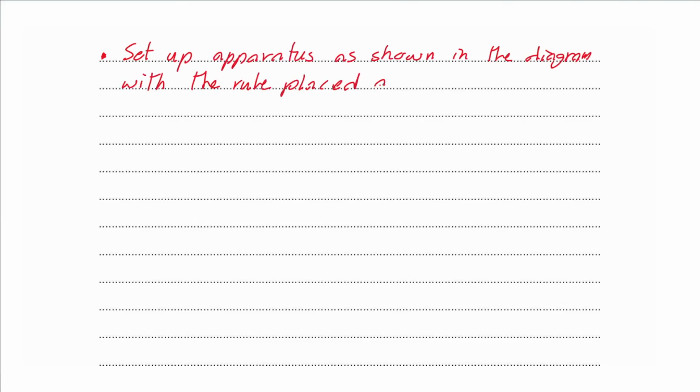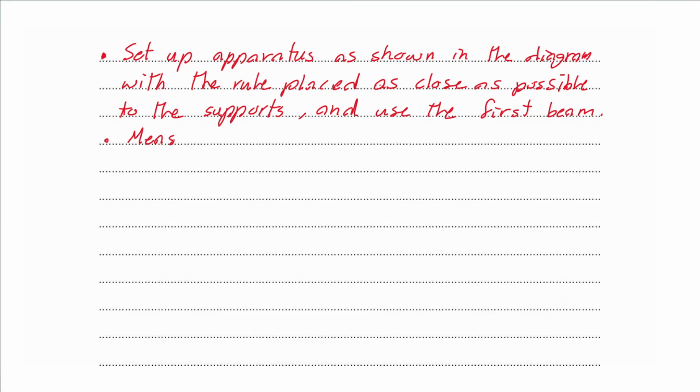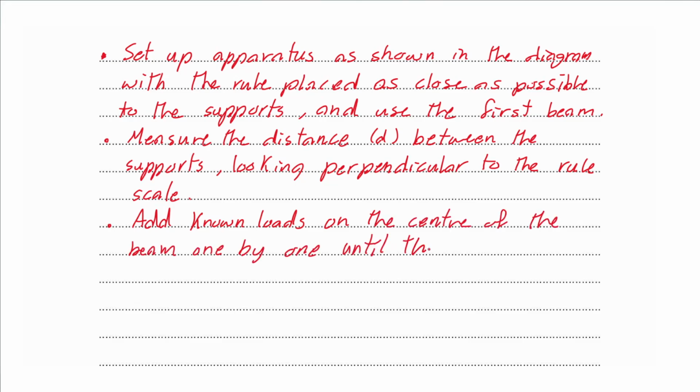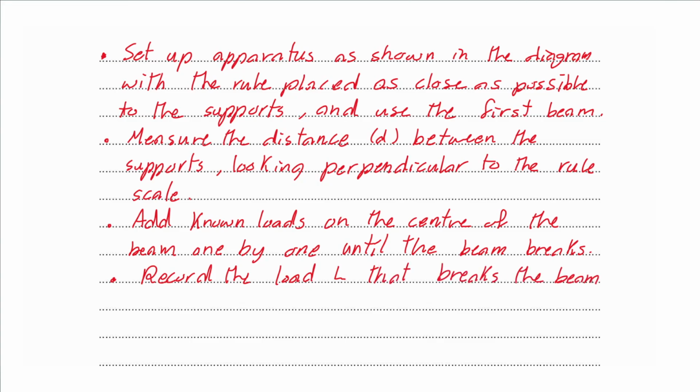So we can start by saying set up apparatus as shown in the diagram with the rule placed as close as possible to the supports and use the first beam. Now we measure the distance D between the supports, looking perpendicular to the rule scale to avoid parallax error. Then we start adding loads, so we add known loads on the center of the beam one by one until the beam breaks. Now we record the load and we give it a name L that breaks the beam. And now the experiment is done.